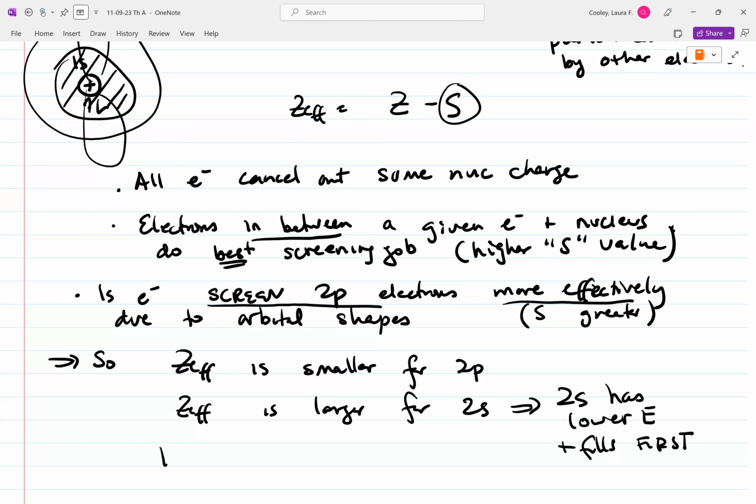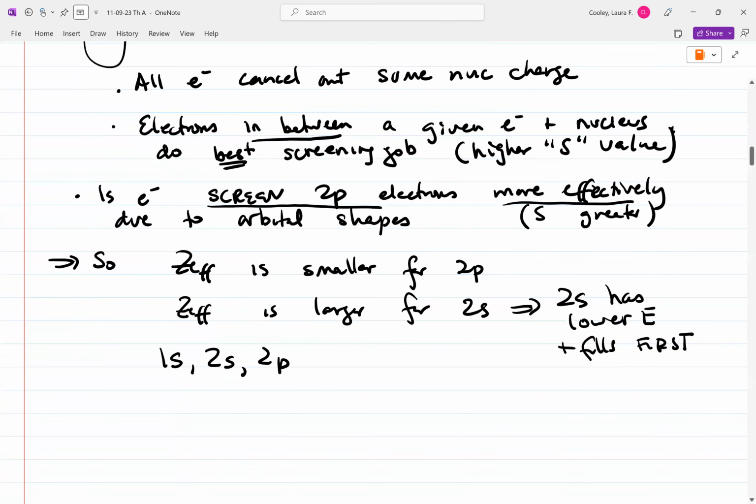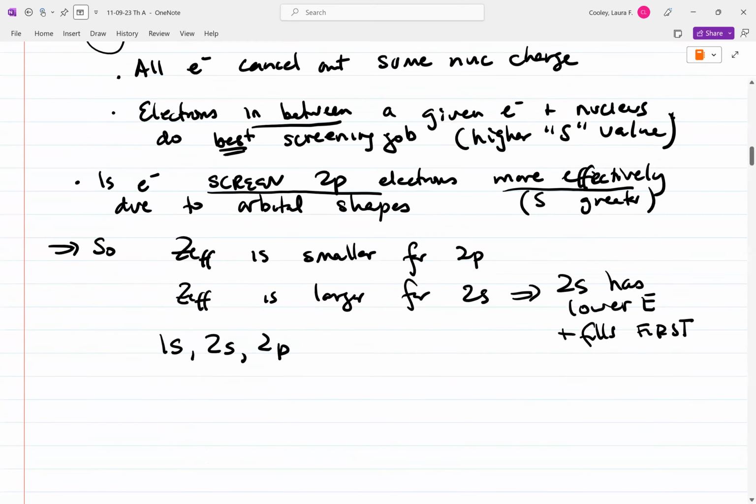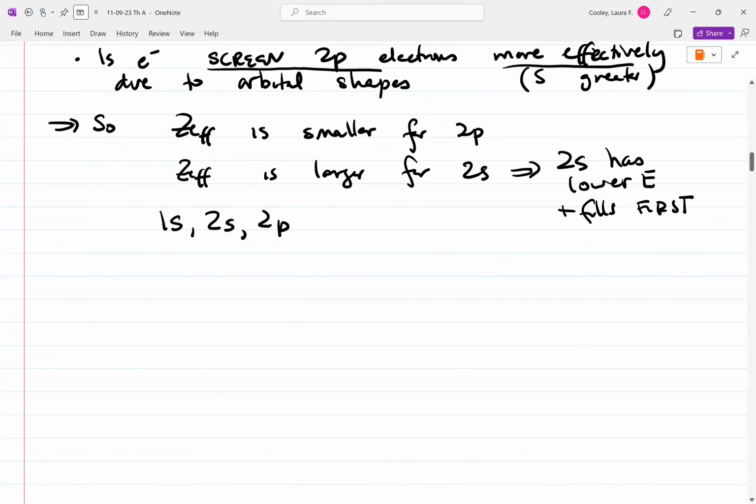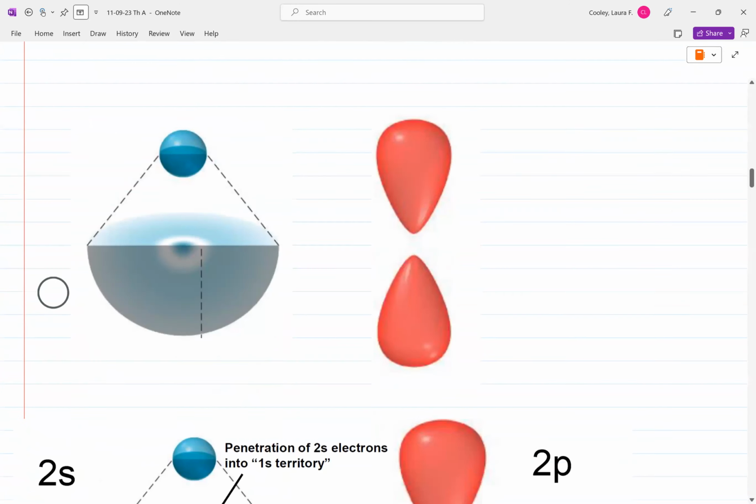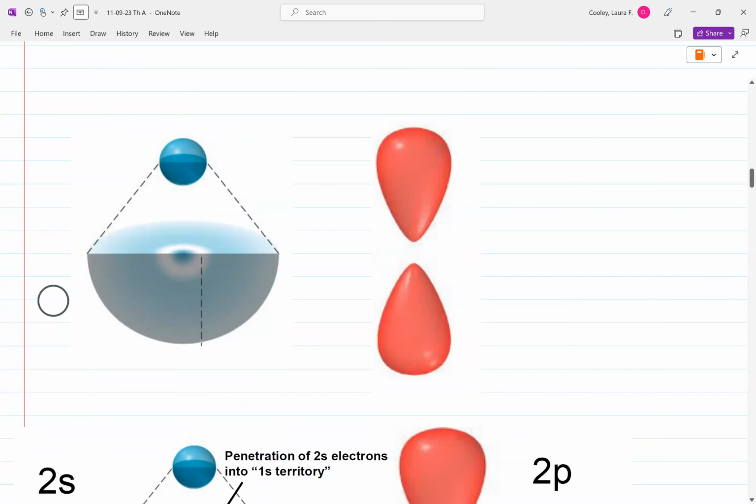Which is why our orbital order is 1s, 2s, and then 2p. Now, to tell you why the effective nuclear charge is greater for the 2s, I'm going to show you a slide that has a picture of the cross section of the 2s orbital and a picture of the 2p orbital.